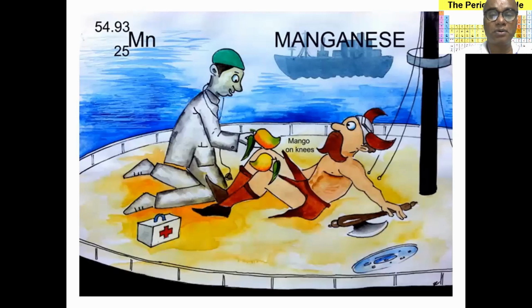So you learned up to 25 elements. After this, I will show you only pictures. You can make your own stories and you can remember very easily.